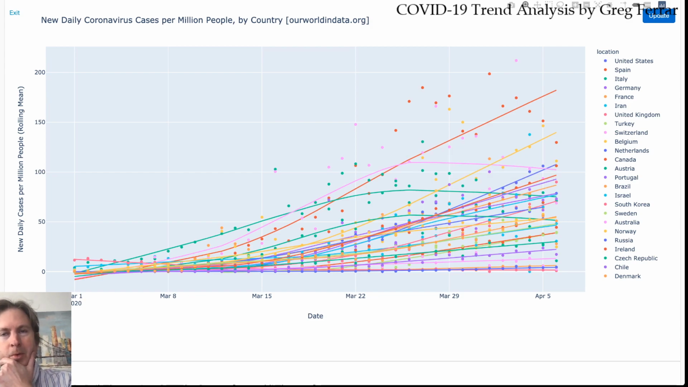Or rather, more and more new, I'm not sure how to say this. The growth of the number of new cases would be getting higher and higher. We'll see that. Let's just hop to the next graph.